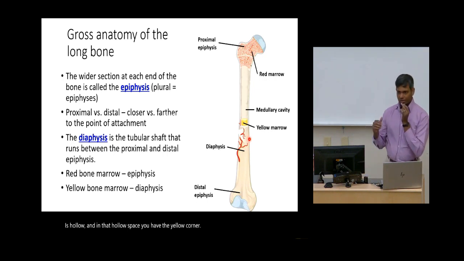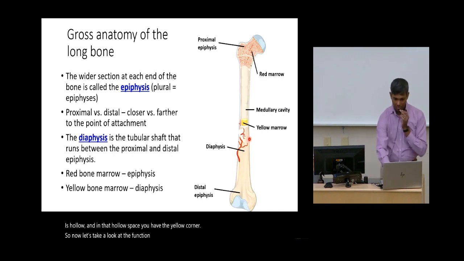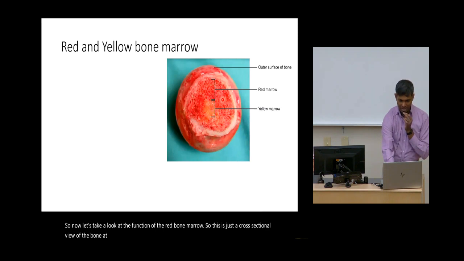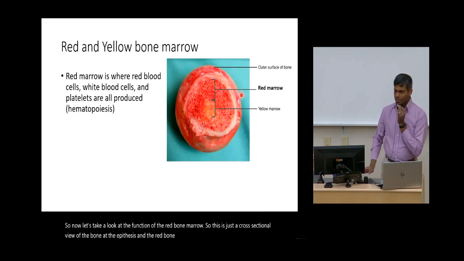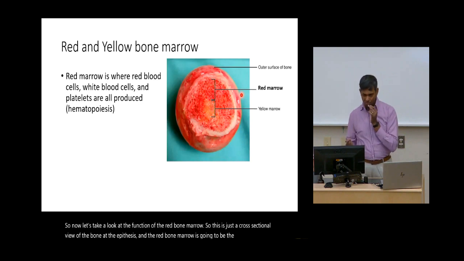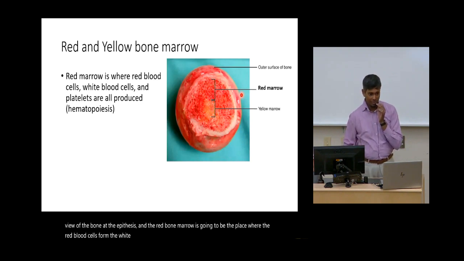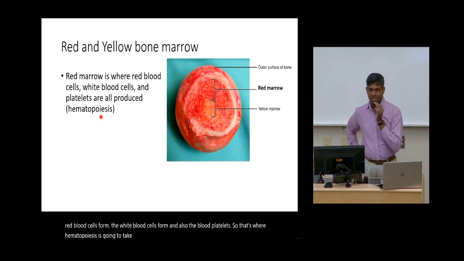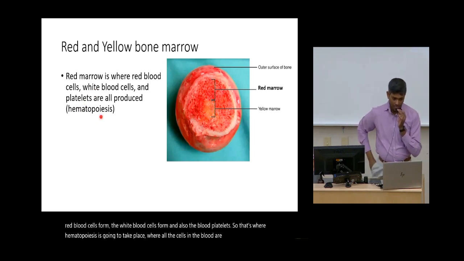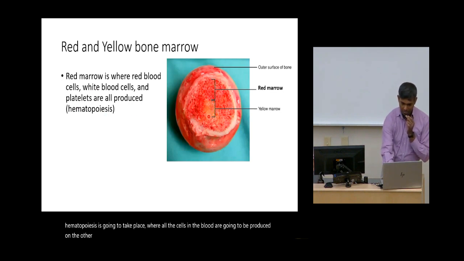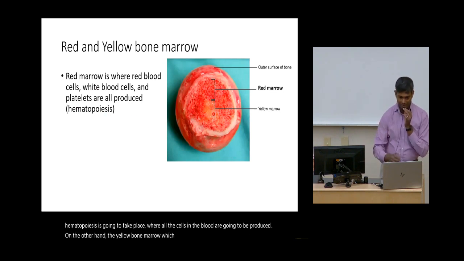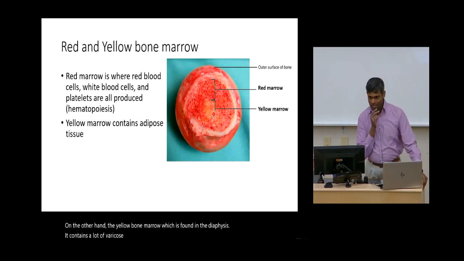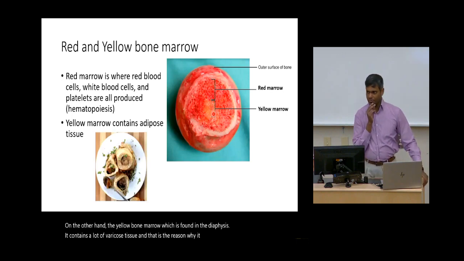So now let's take a look at the function of the red bone marrow. This is just a cross-sectional view of the bone at the epiphysis, and the red bone marrow is going to be the place where the red blood cells form, the white blood cells form, and also the blood platelets. So that's where hematopoiesis is going to take place, where all the cells in the blood are going to be produced. On the other hand, the yellow bone marrow, which is found in the diaphysis, contains a lot of adipose tissue, and that is the reason why it is used in a number of cuisines.